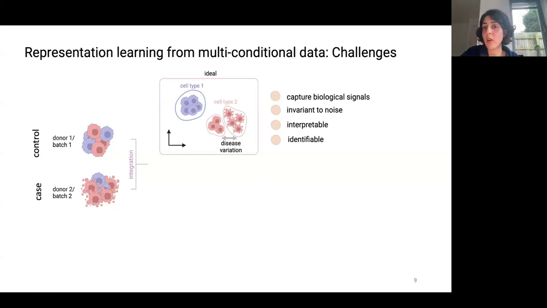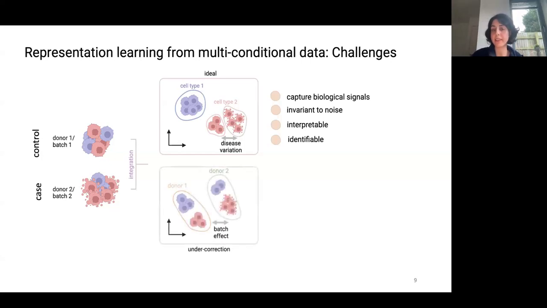So this model is called ideal because it has captured the biological signals, is invariant to noise because it has grouped together cells from different experiments, is interpretable biologically, and also is identifiable because if we run it with different initialization of the model, we always achieve this because this is the only way of capturing the biological signals from the data.